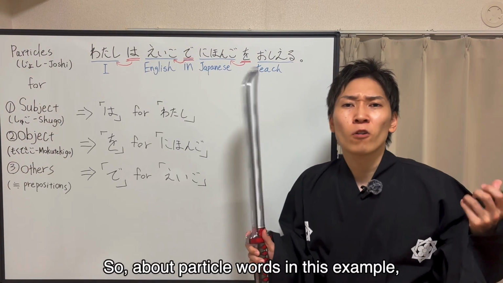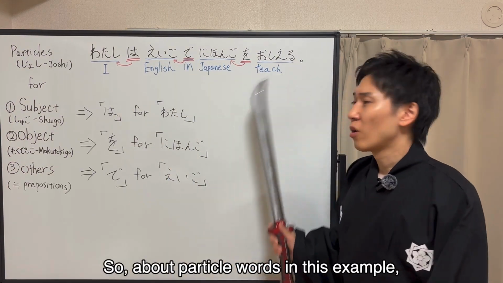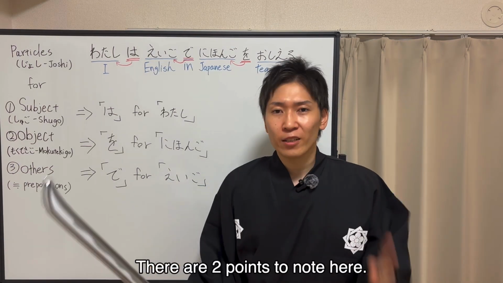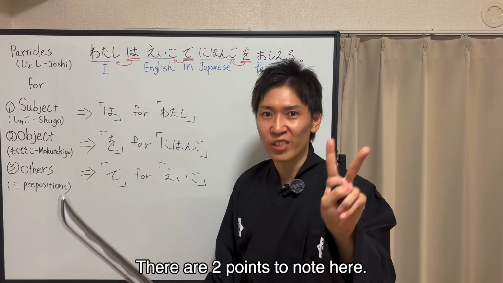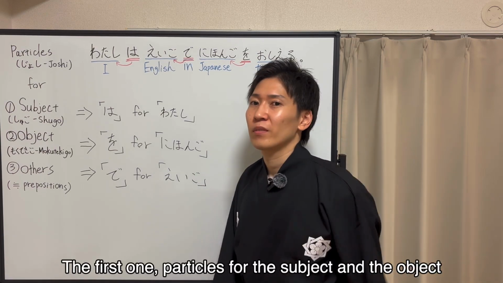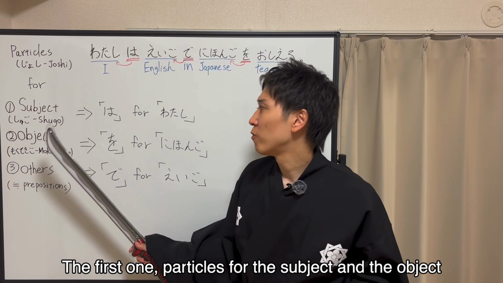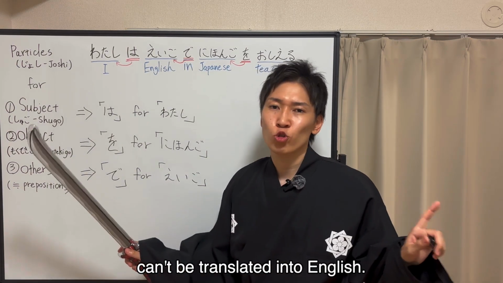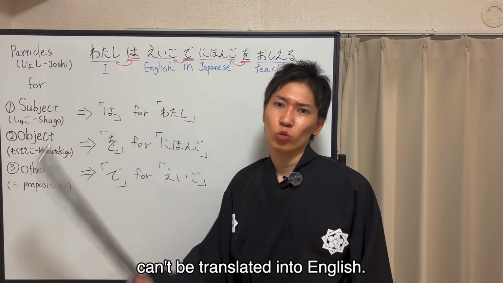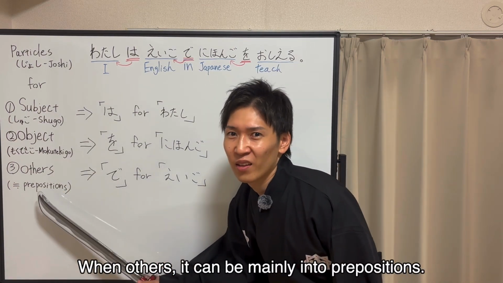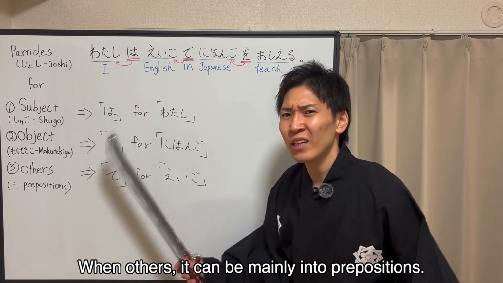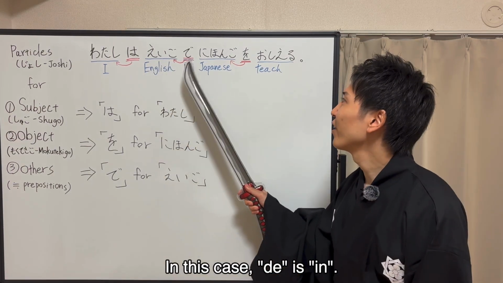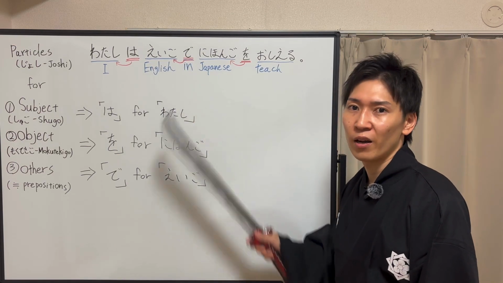So about particle words in this example, we can separate them like this. And there are 2 points to note here. The first one, particles for the subject and the object can't be translated into English. When others, it can be mainly translated into prepositions. In this case, there is "in".